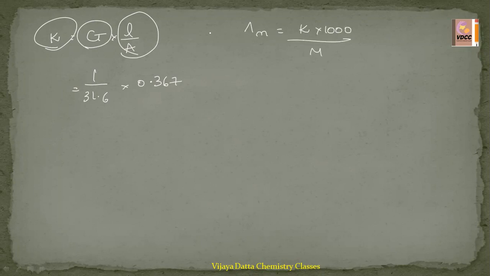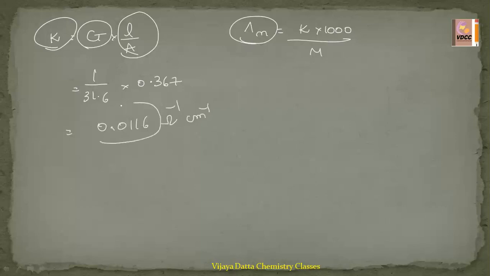So in this problem, we have used two formulas. One is the main formula for molar conductance. Second, he didn't give the kappa, so we have to find the kappa value. The formula for kappa is G into L by A. G is called conductance, but he gave the resistance, which is inversely proportional, meaning reciprocal. So I have substituted 1 by 31.6 into 0.367. If you calculate this, you will get 0.0116 ohm inverse centimeter inverse.